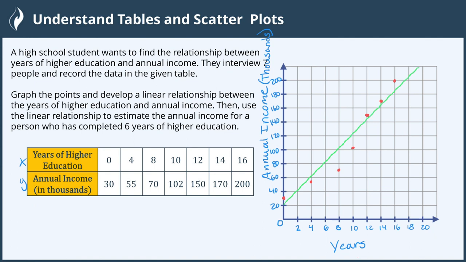Now we'll use our line of best fit to estimate the annual income for a person who has completed 6 years of higher education. So we will go to 6 on our horizontal axis and go up to our line and find that approximately 80,000 will be their annual income.